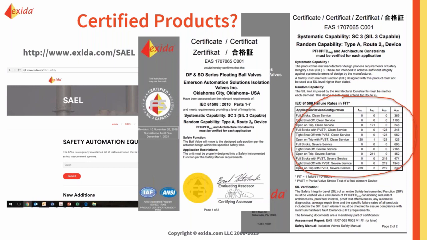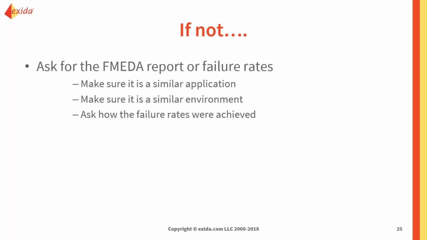You can also ask the manufacturer for an FMEDA report. If it is not certified, once again, go back to that manufacturer, ask them for the FMEDA report or their failure rates. But if they give them to you, always check to make sure, ask them how were these failure rates achieved? Was it done per an evaluation for low demand mode operation, like a FMEDA, or was it done for looking at high demand mode of operation, like cycle testing? Make sure it is good for the same environment.